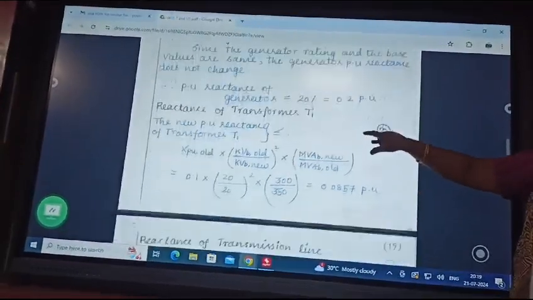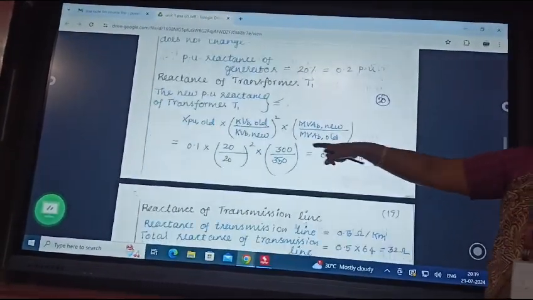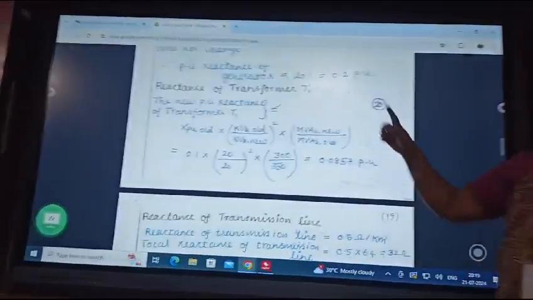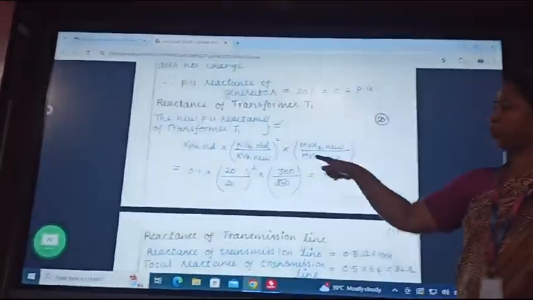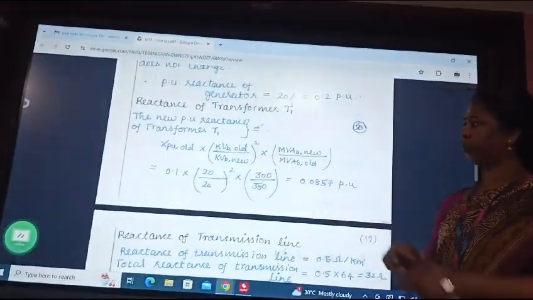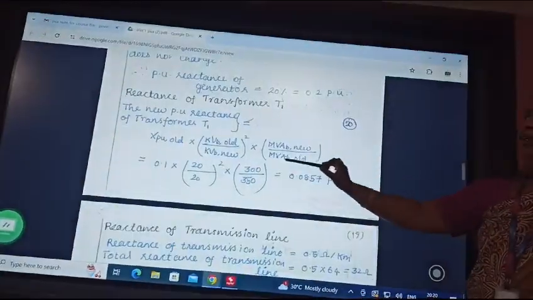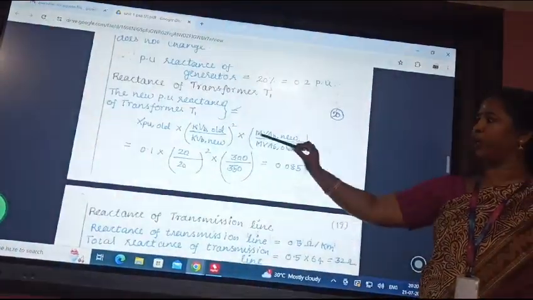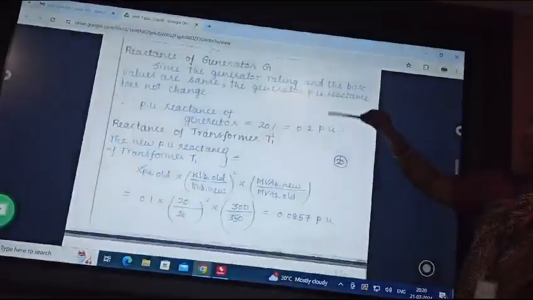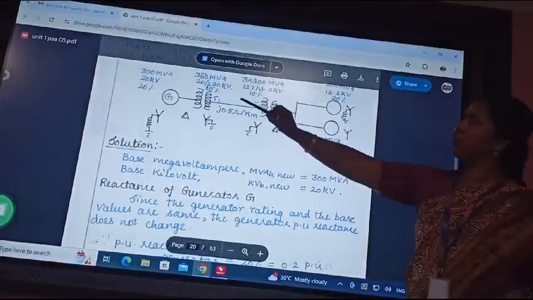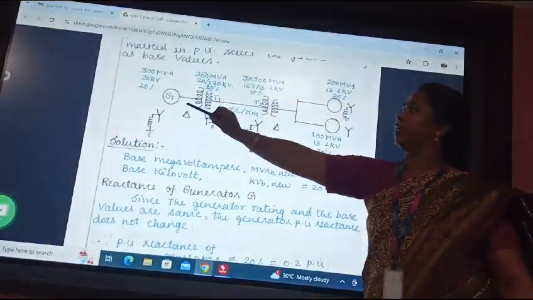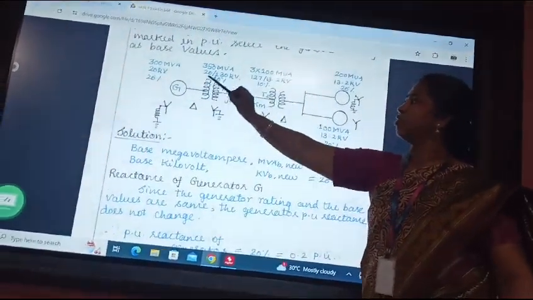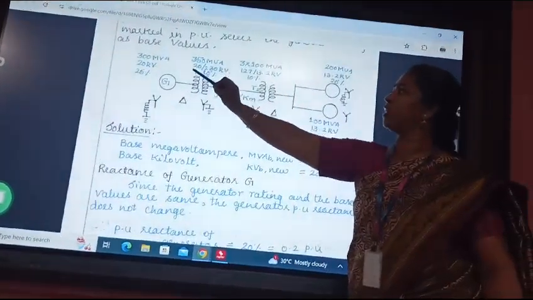Then we move on to transformer T1. For the transformer, this is the X_pu change of base formula. Since they have given you X_pu old for the transformer, with the help of this change of base formula you should find X_pu new. So X_pu new is X_pu old into (kV_B old by kV_B new) squared and (MVA_B new by MVA_B old). The old values are nothing but the ratings of the transformer, which are provided here: 350 MVA. The kV_B new you know from this side, and the kV_B old from the transformer is 20.